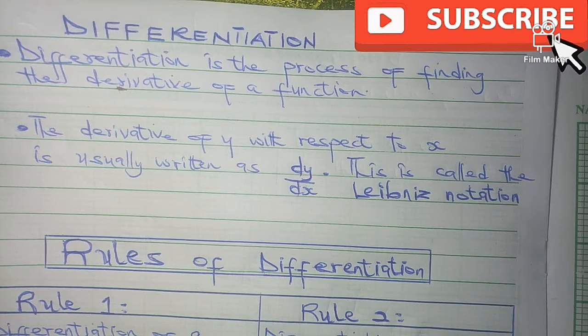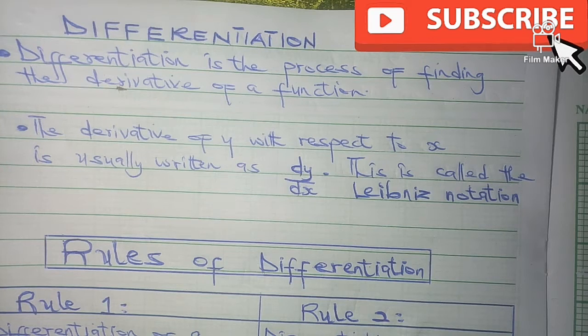Everyone, today I'm going to look at rules of differentiation. That's rules of differentiation, how to differentiate a function. But before that, let's quickly look at the meaning of differentiation. Differentiation is the process of finding the derivative of a function.